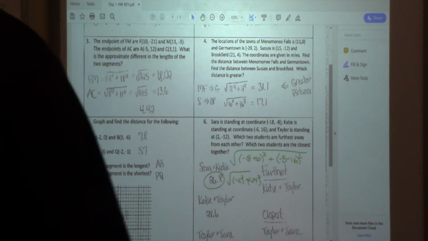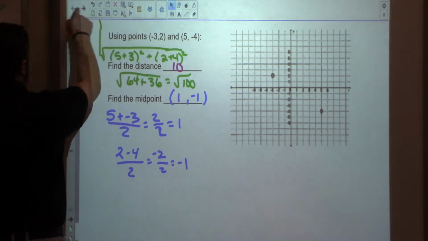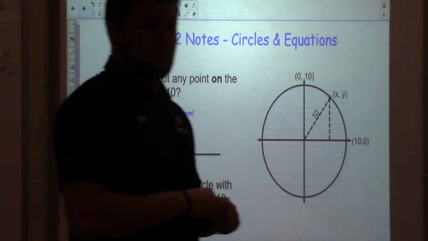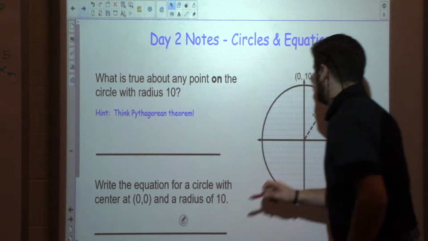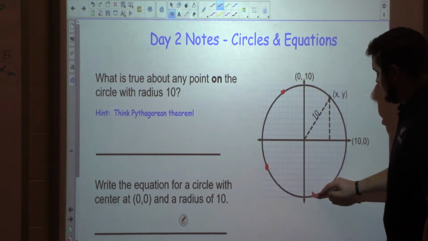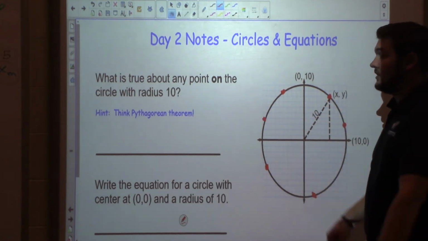Alright, so today we are talking about circles centered at 0, 0. Before we talk about that though, let's think. What is true about any point on a circle with a radius of 10? It could be this point, could be that point, could be this one, could be that one. The distance to the middle is 10.